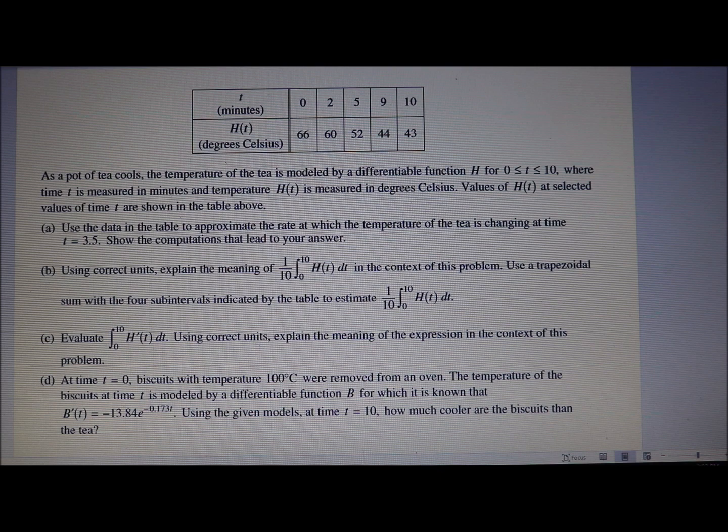A. Use the data in the table to approximate the rate at which the temperature of the tea is changing at time t equals 3.5. Show the computations that lead to your answer.